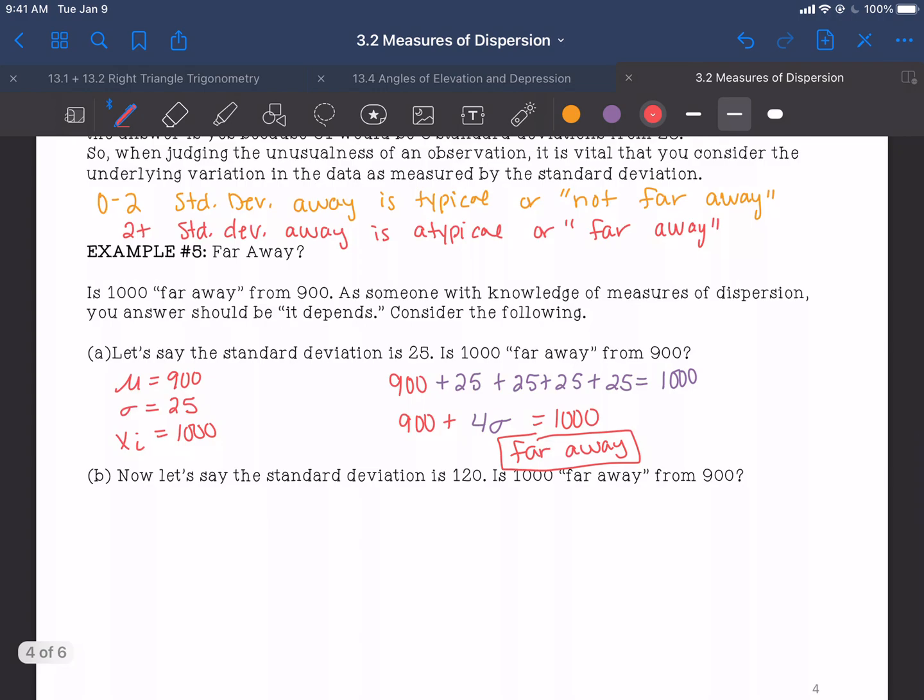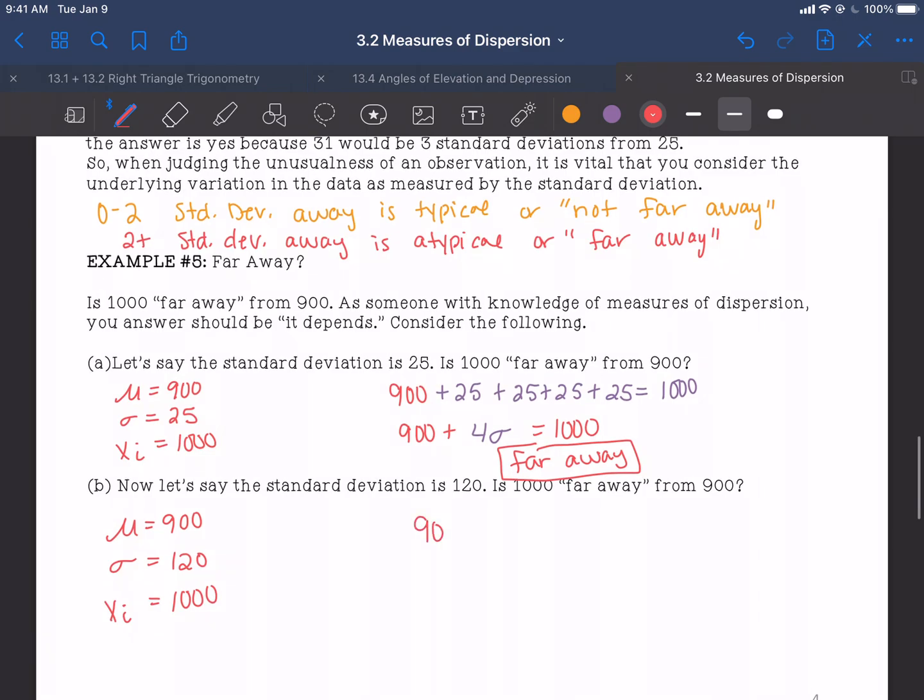So now let's say that the standard deviation is 120. So our mean is 900, our standard deviation is now 120. We're interested in the number 1,000. So I'm thinking 900 plus what would get me to 1,000? And I'm thinking in terms of standard deviation here. So I'd have to add 100. However, 100 is less than 1 standard deviation.